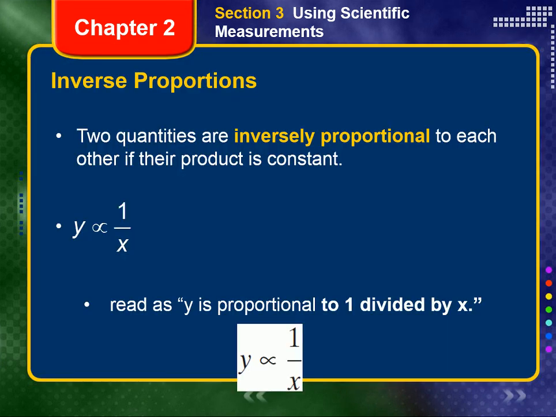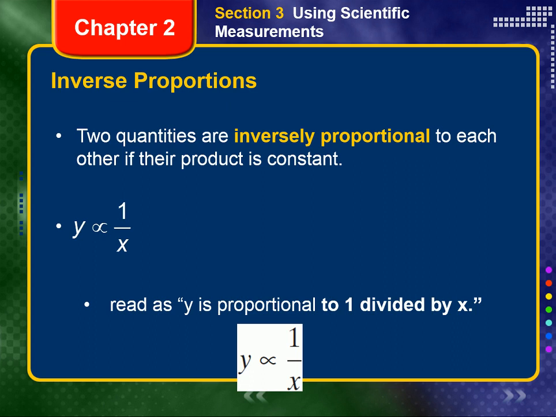Inverse proportions. Two quantities are inversely proportional to each other if their product is constant. An example of an inversely proportional relationship is that between speed of travel and the time required to cover a fixed distance. The greater the speed, the less time that is needed to go that certain fixed distance. Doubling the speed cuts the required time in half. Halving the speed doubles the required time.